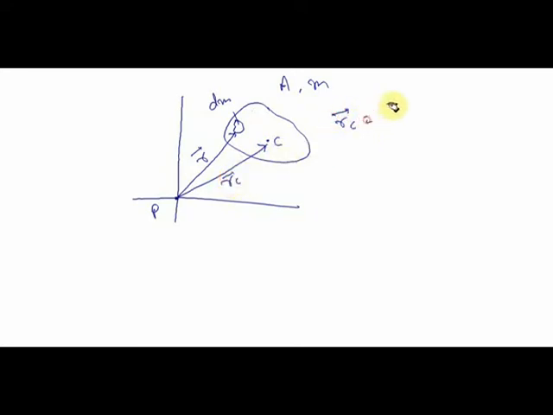So rc will be equal to integration of r dm by integration of dm, or integration of r dm by m. So this is how we find out the position vector of center of mass for a continuous mass distribution.